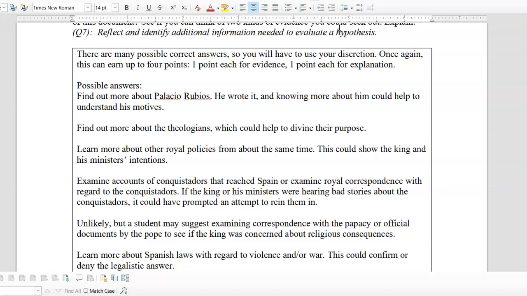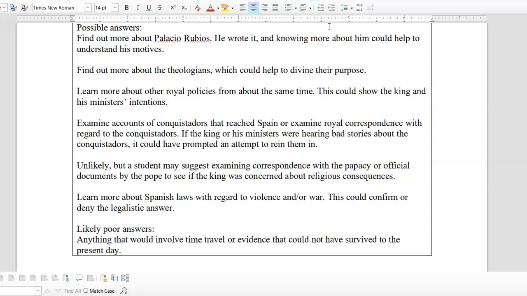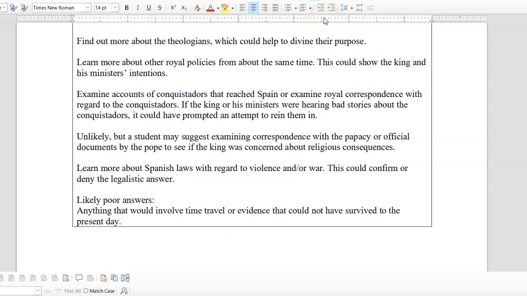Look at other religious people on the ground in the Americas, and anything like that. We're talking about actual true history here. We're not talking about speculative future history or the idea of going back in the past, things that are completely and totally hypothetical. So that is a poor answer. You want to look at things that are actually in existence today that we can go to, to try to broaden the context of this document and what it means.